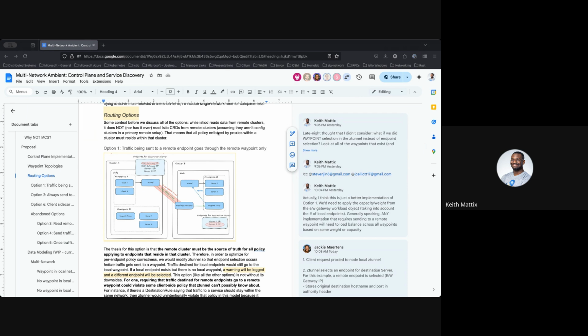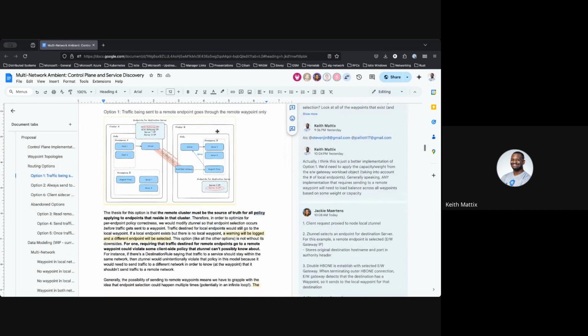That means that any policy enforced by proxies within a cluster needs to have that policy represented co-located with that cluster. So if you've got two clusters and an Istio in each one of them, the Istio in the first cluster does not read destination rules, virtual services, etc., from the remote cluster. It only reads services, pods, workloads, etc.